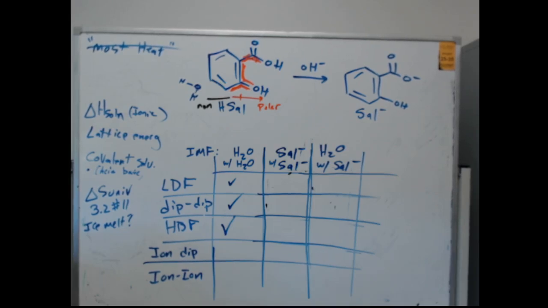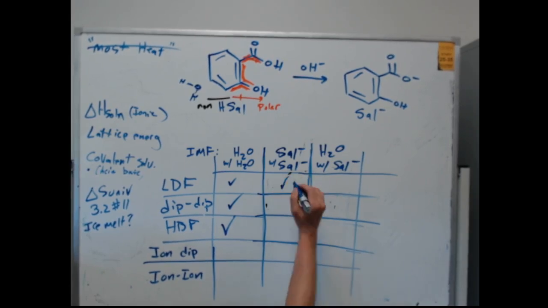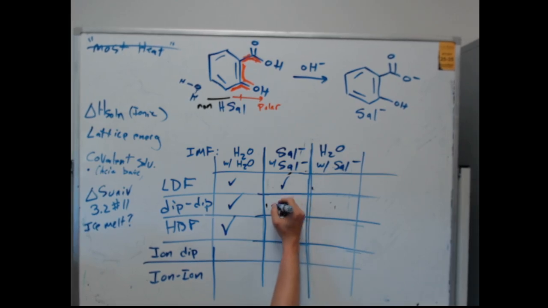So Sal minus with Sal minus, great, has London dispersion force, has that kind of half dipole thing going on again. Technically has some hydrogen bonding force. Would have some ion-dipole, but here's the thing that's weird.